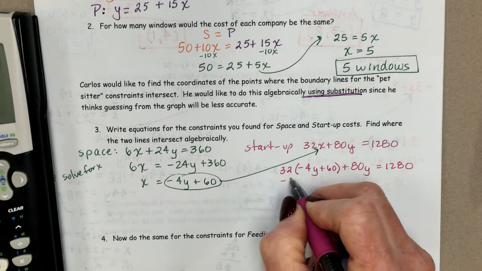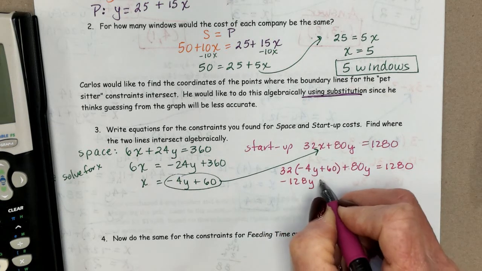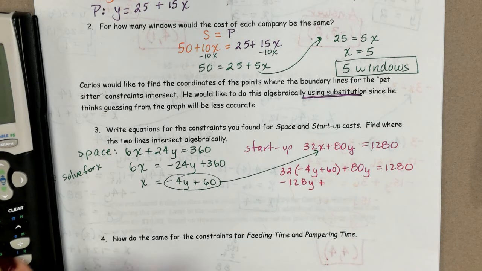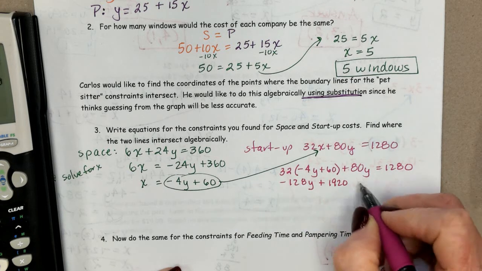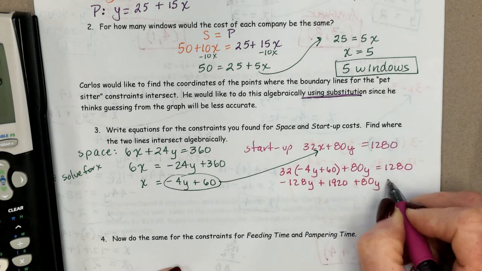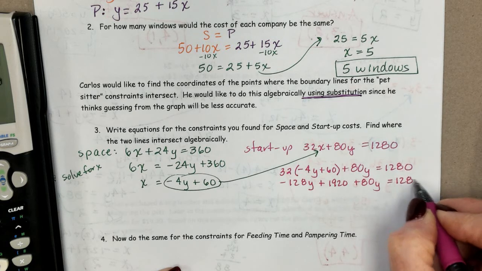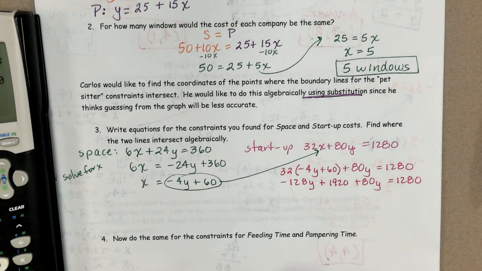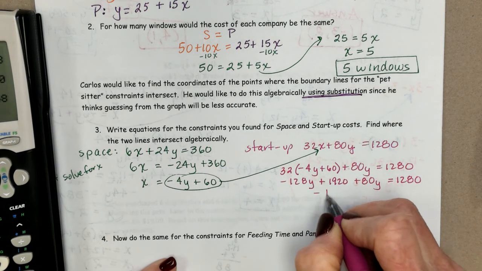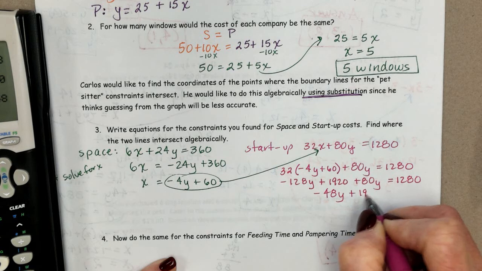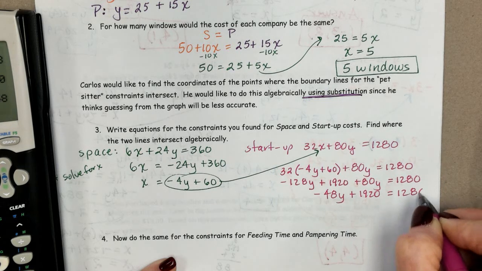We got 128. So that's negative 128y plus, now I need 32 times 60. I have 1,920 plus that 80y equals 1,280. All right, let's combine some like terms here. I'm going to do a negative 128 and an 80. Negative 48 plus 1920 equals 1,280.